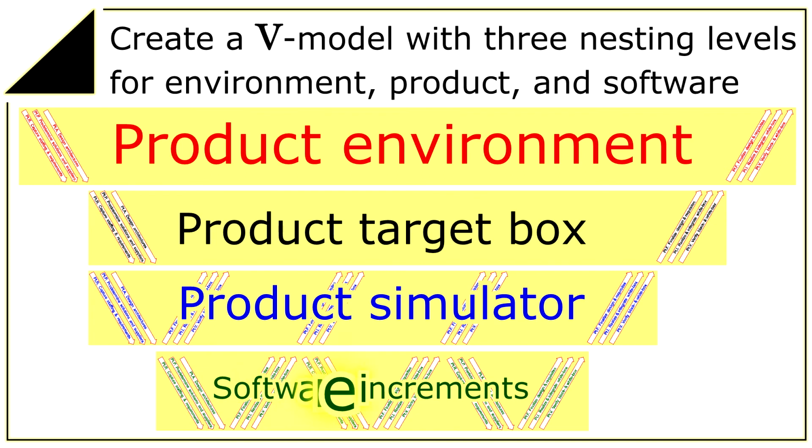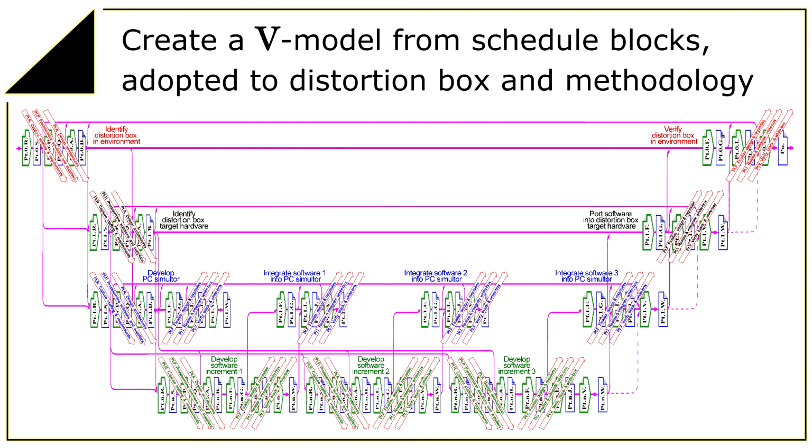The software is the bottom nesting level, addressing development of software in 3 increments. All software increments are verified in the PC simulator, and the last increment is also integrated and verified in the target box. So, let's look a bit closer at the 2 legs and the 3 levels of the chosen V-model.